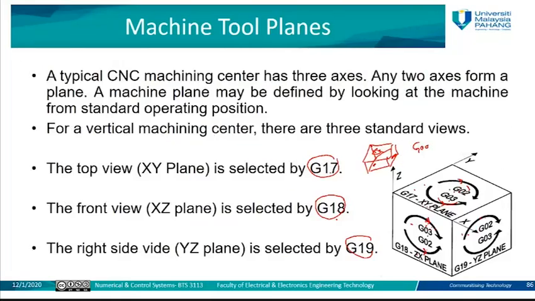So G17 gives you XY. If you run G17, it will cancel G18 and G19. If you run G18, it will cancel G17 and G19. So every time you select the plane, it will cancel the previous commands for the plane selection.